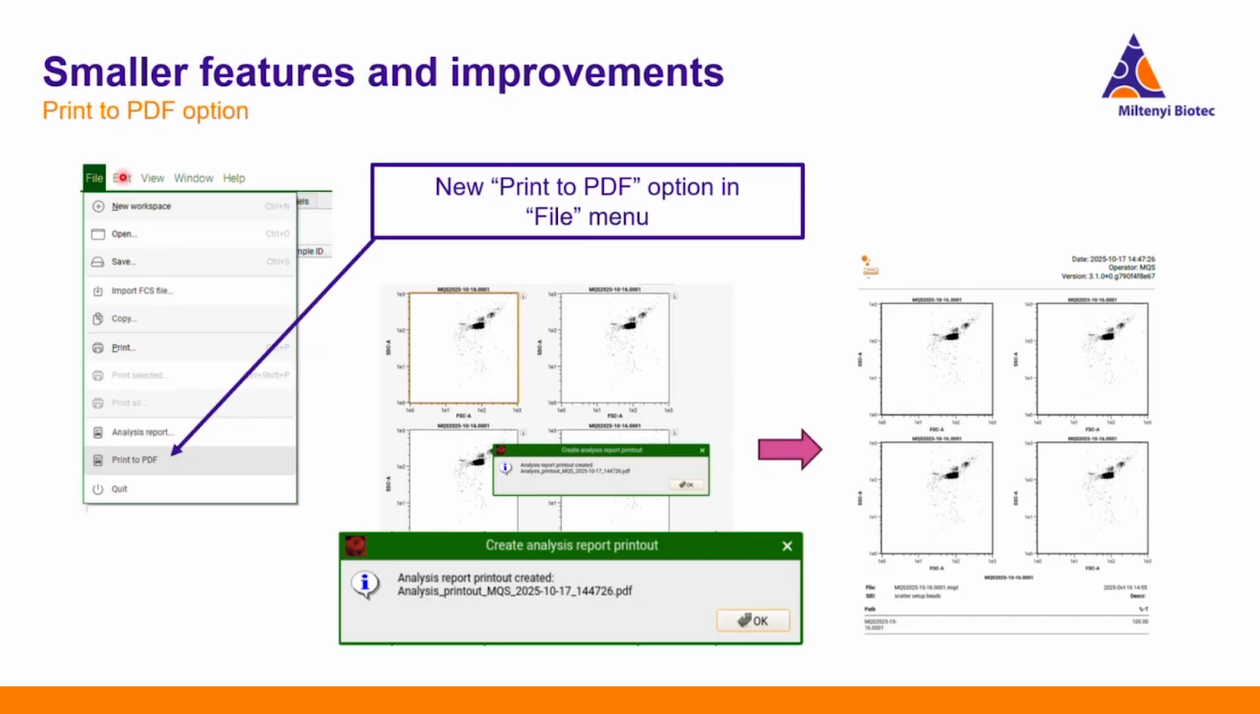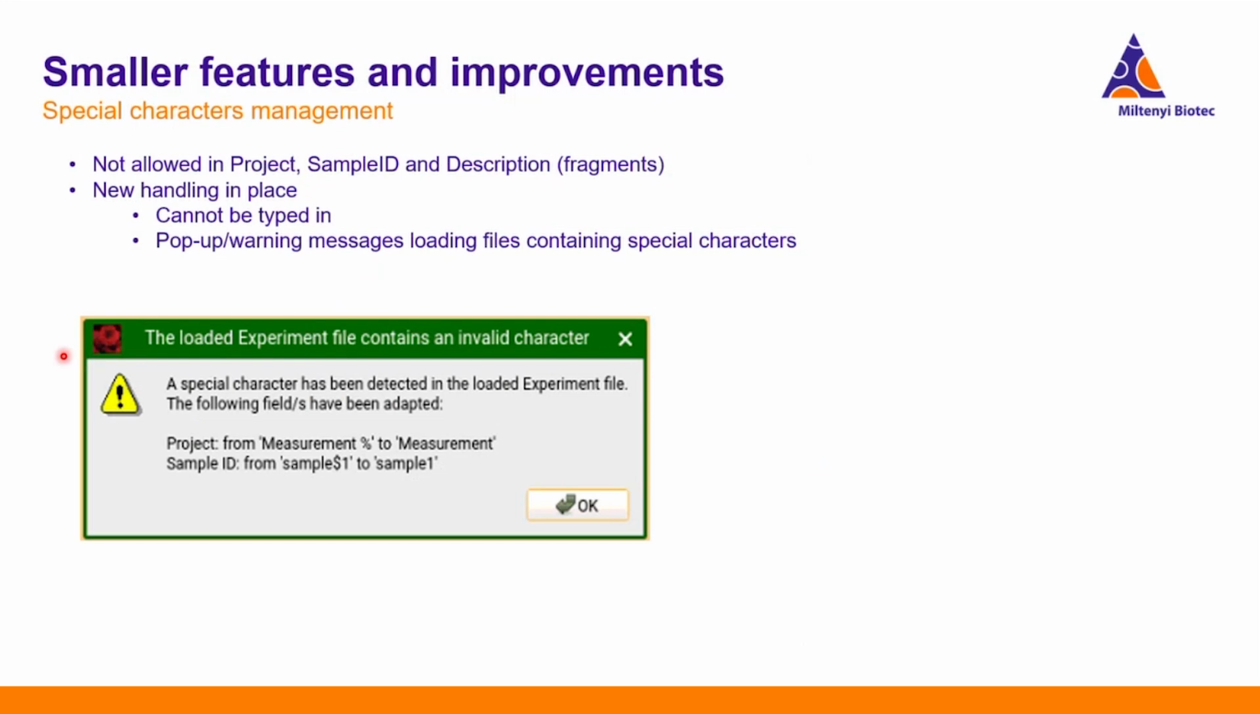Another small detail is there is now a print to PDF button here under File, Print to PDF. If you want to create a PDF, in the past you would go via print and then you need to select the PDF writer. It's a nice thing as well here.